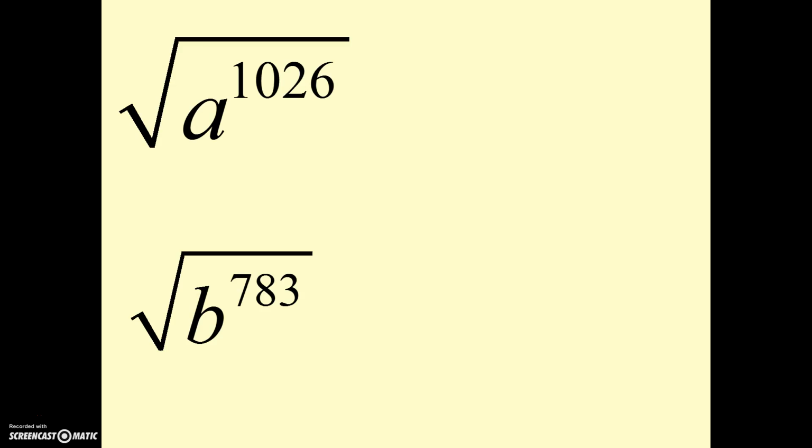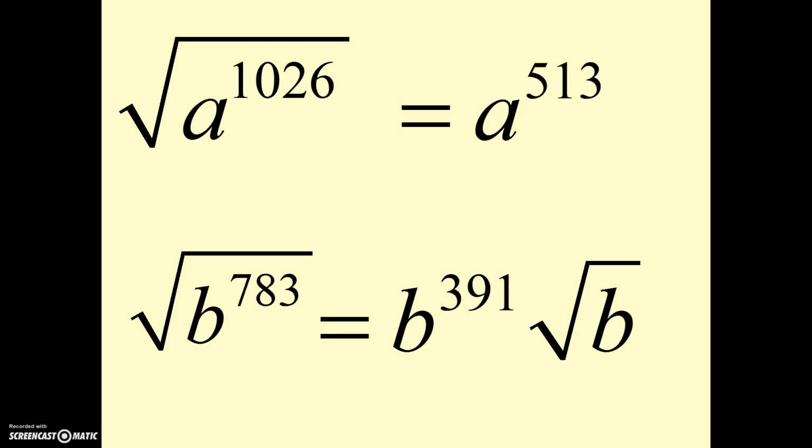All right, 1026 is an even number, so I'm just going to take half of it. I'm going to get a to the 513th power. And then this next example, we have b to the 783rd power. That is an odd number. So I'm going to subtract 1 and get 782. And then I'm going to take half of 782 and I get 391. So I have b to the 391st power, radical b.